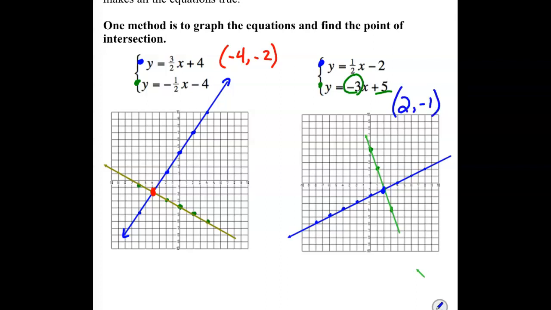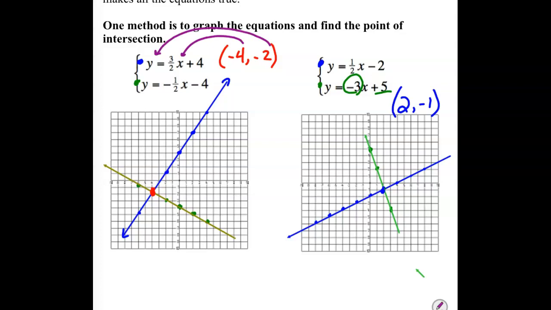Now, before we move on, I do want to have you try these points to make sure that they truly are the solutions. They have to work in both equations. So let's go back to our first one here. If -4, -2 truly is the solution to this system, it needs to work in both equations. So we're going to plug a -4 in for x and a -2 in for y, and check to see if it works. So we get -2 equals 3/2 times -4 plus 4. Well, 3/2 times -4 would be -12/2, which would be -6. If we add 4, we do get the -2 that we're supposed to get on the opposite side.